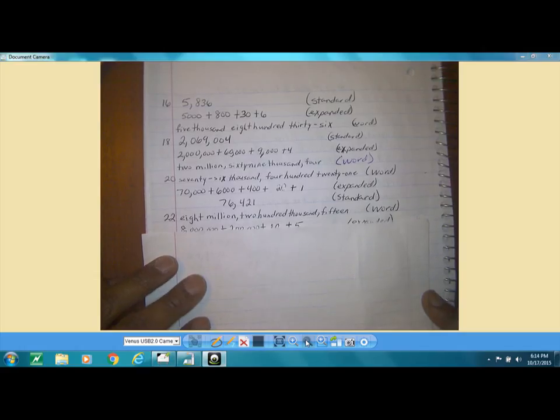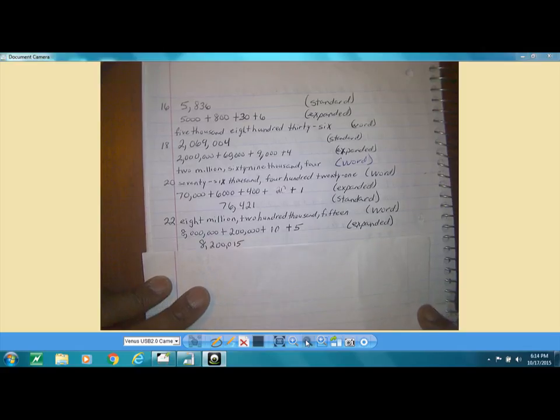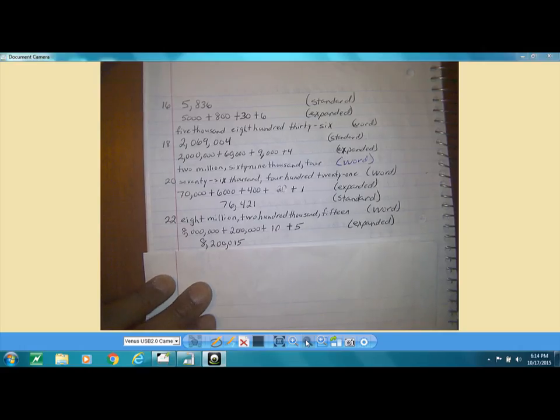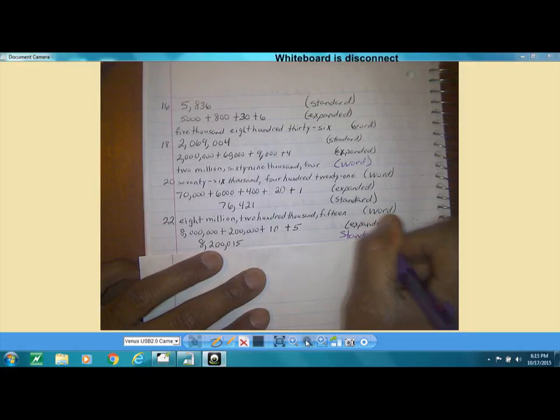8,200,015. Expanded, let me make sure I said that right, 8,200,015. Expanded, that's 8,000,000 plus 200,000 plus 10 plus 5. And then they wanted you to put that together and give it in standard form. And it looks like that, 8,200,015. So numbers can be written in word form, expanded form, or in standard form.